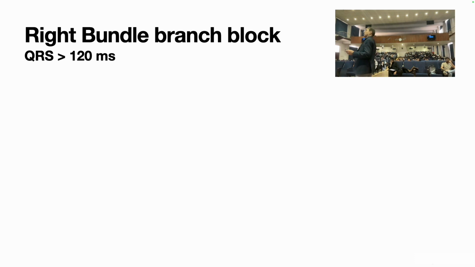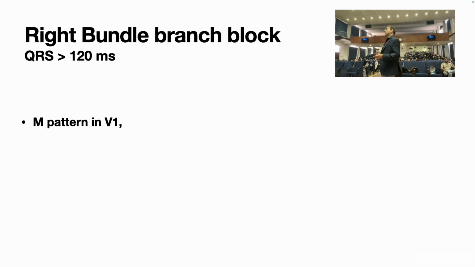Now I've got bundle branch blocks. We go beyond the AV node now. You got bundle branch blocks and then you got fascicular blocks. Right bundle branch block, QRS is more than 120 milliseconds. This is the first requirement for the bundle branch block, either left or right. The QRS is more than 120 milliseconds or 3 small squares, bigger than 3 small squares. You call it a bundle branch block. You may have a right bundle branch block, you may have a left bundle branch block.